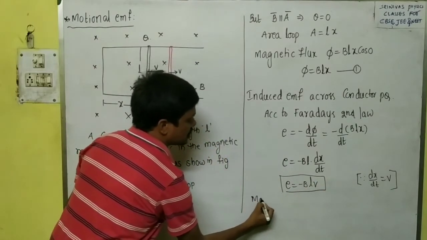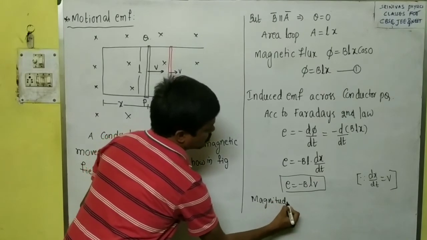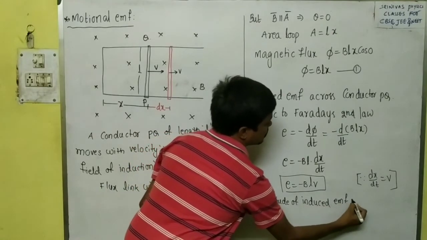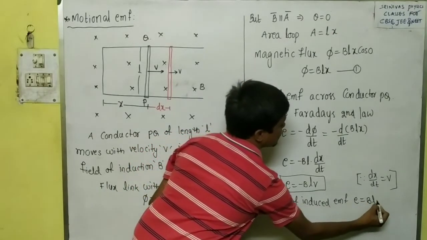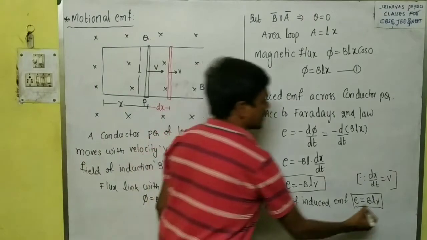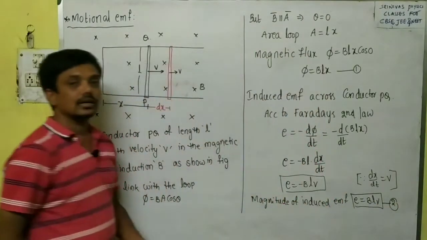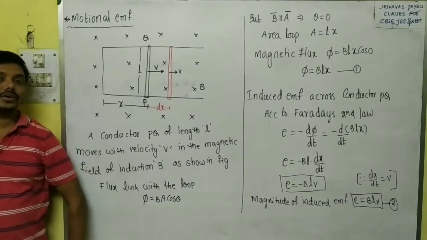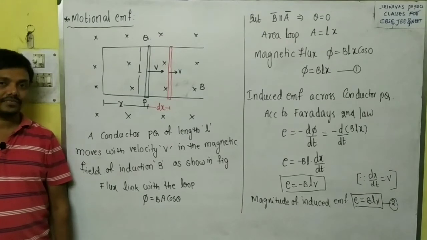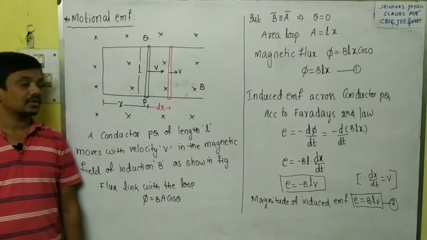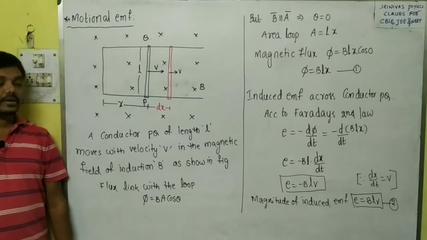The magnitude of the induced EMF E is equal to, we will get, BLv. This is the situation, and we can take it as equation 2. This is a very important derivation, and it was very easy, so take a screenshot and note it. If you have any doubt you can ask me. Then after that I will rub it and then I will continue.